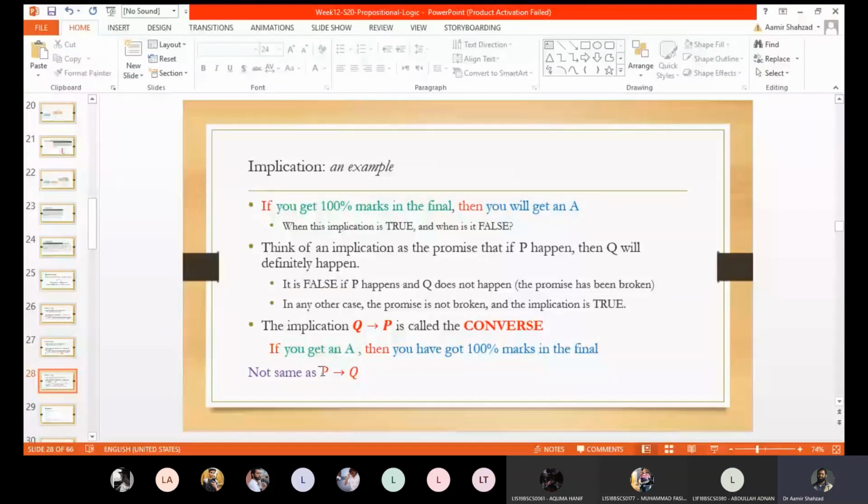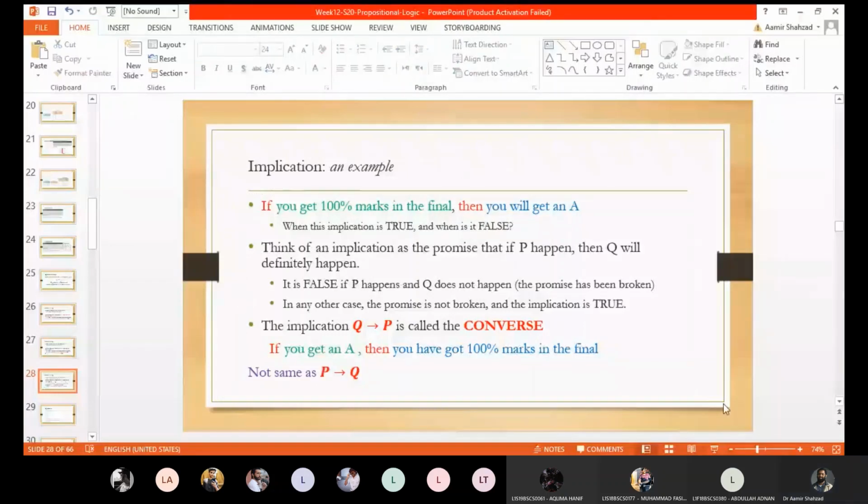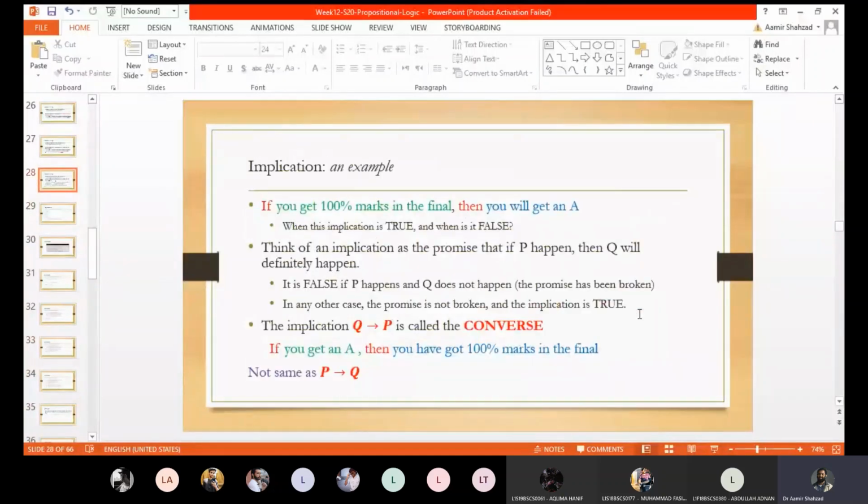Most of the time they are not logically equivalent. Logically equivalent means that when we look at their truth tables, the truth tables of the two do not come out the same. So we will talk about this more in the next class. We will discuss more about implication and its converse and some other operations in the next class.